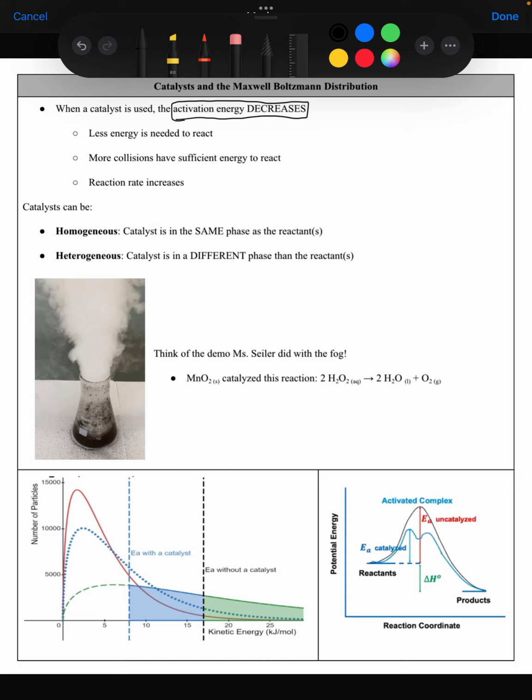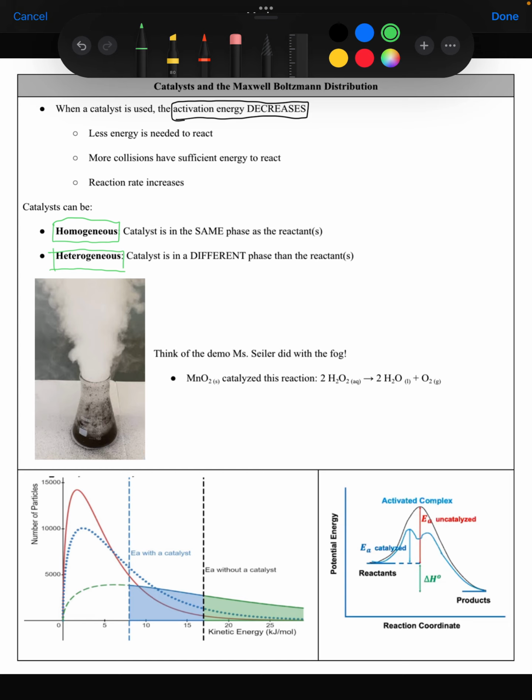Catalysts can be of a couple of subtypes, right? They could be homogeneous catalysts, which basically means that the catalyst that you're using is in the same phase as the reactants of the actual reaction. Or that catalyst could be heterogeneous, meaning that the catalyst itself is in a different phase than the reactants that it is catalyzing.